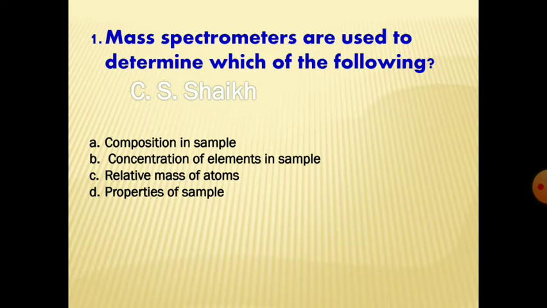Mass spectrometers are used to determine which of the following. Options are composition in sample, concentration of elements in sample, relative mass of atoms, properties of sample. As the name suggests, mass spectrometers. So, obviously, the options A, B and D do not deal with the mass. So, your answer comes to be relative mass of atoms, that is option C.